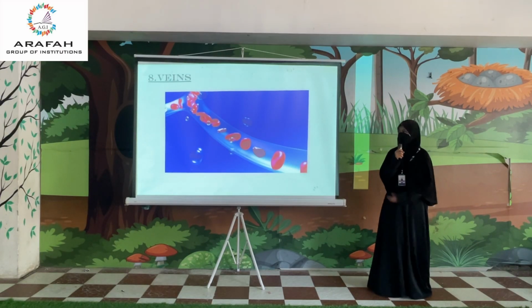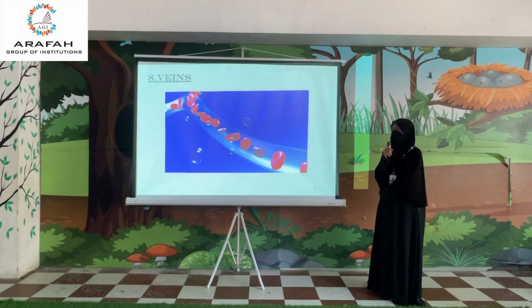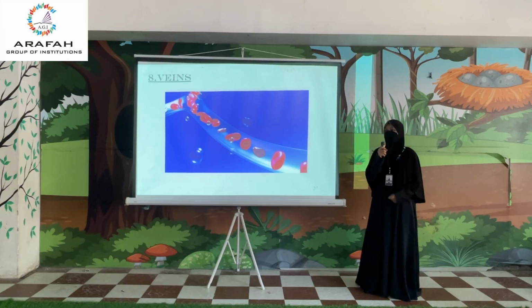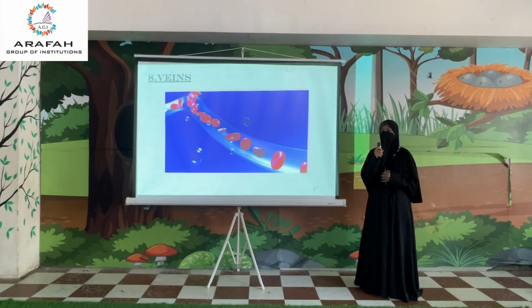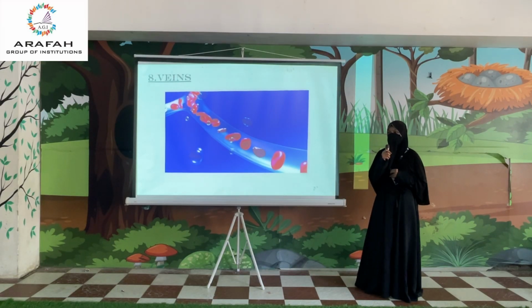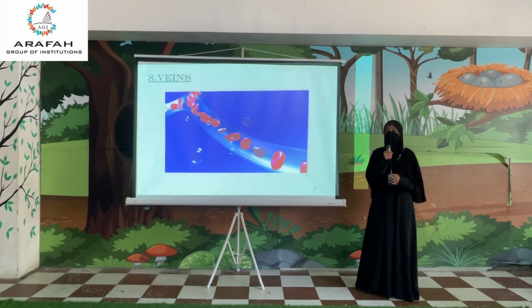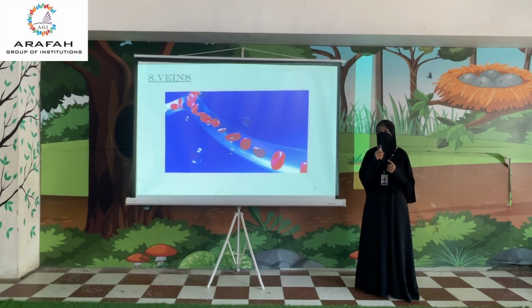Veins. These blood vessels carry the deoxygenated blood, which is carbon dioxide rich blood, from the different parts of the body to the heart. The pulmonary vein is the only vein which carries oxygenated blood, which is oxygen rich blood. Veins have valves in them, which allow the movement of blood in only one direction. Valves prevent backflow of blood.